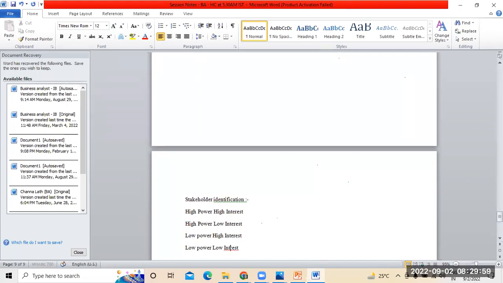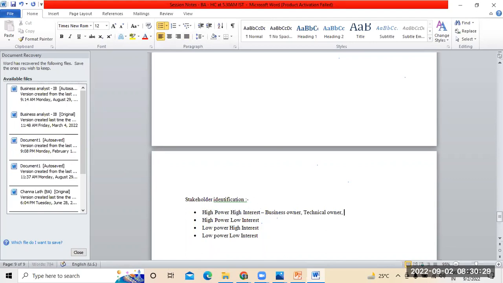Right. So these are generally the four stakeholder identifications: high power, high interested people; high power, low interested people; low power, high interested people; low power, low interested people. These are the four different categories. Now, high power, high interested people are nothing but the business owner, maybe a technical owner, a project management team, business analyst, architect, and so on. So these people come under the first category, the high power, high interested category.